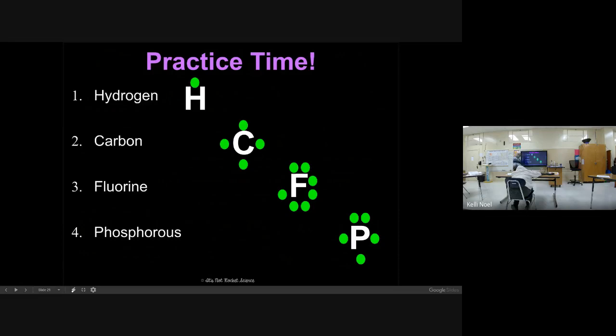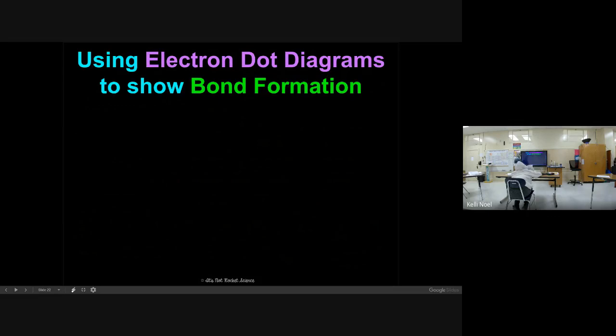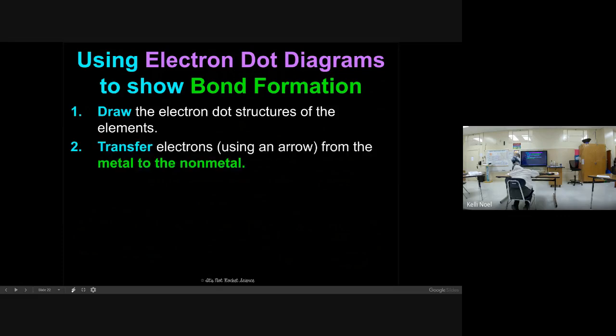So we're going to do more practice later with this. It's a little bit easier than the Bohr models because you only deal with the electron. And then we're going to have one whole practice where we deal with this. We're going to show how to use this to do the transfer of electrons from a metal to a nonmetal.